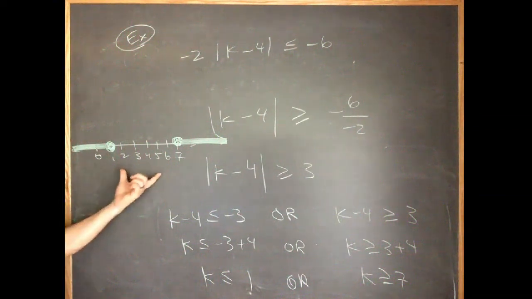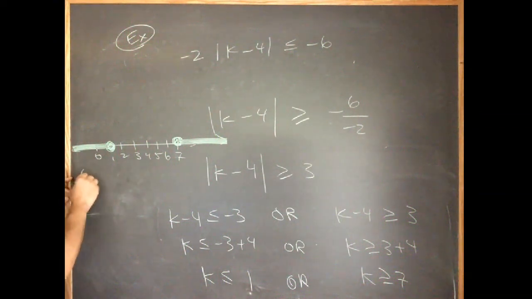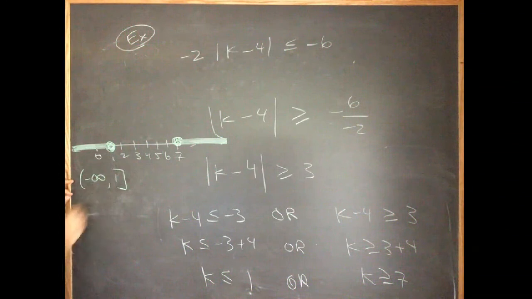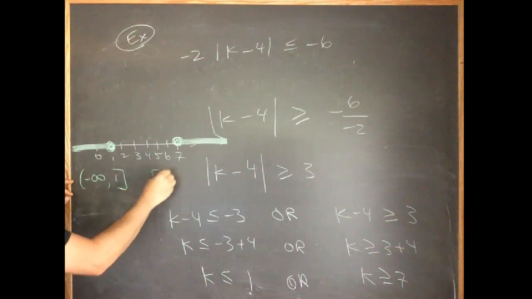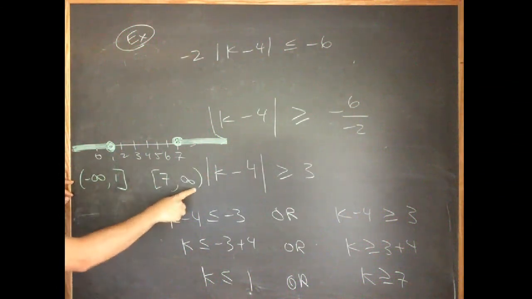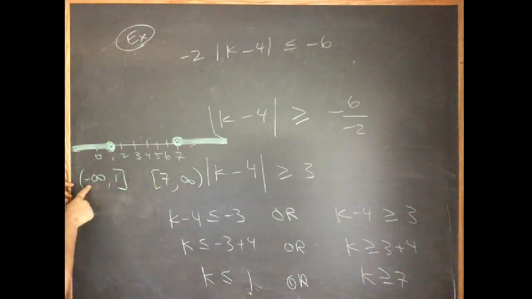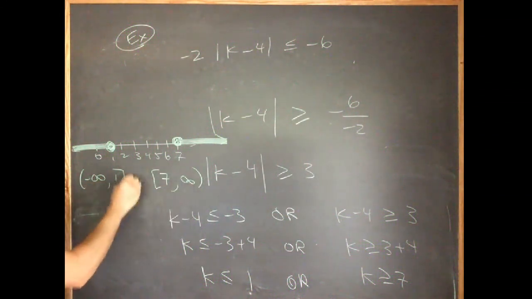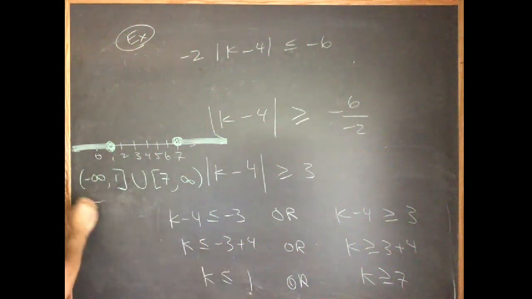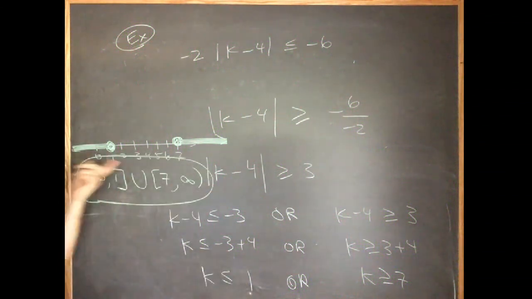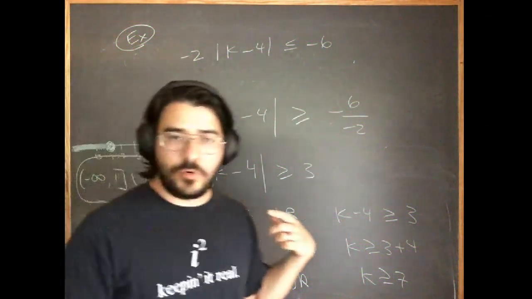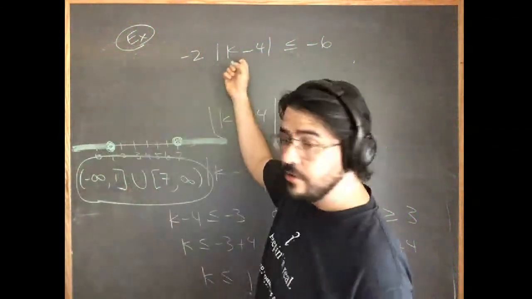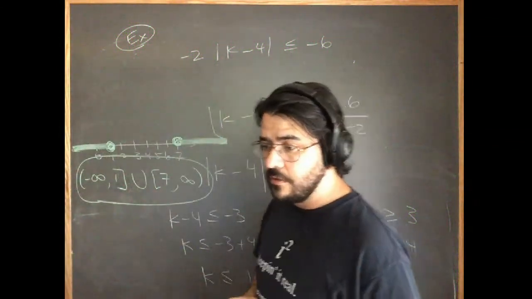So now we just rewrite this in interval notation. This is negative infinity all the way up to 1. And then this one is 7 all the way out to infinity. We use parentheses there because that's negative infinity and infinity. And then gluing them together, the or part is the union. So anything in this green region, in this interval, is going to be a solution to this inequality up here.